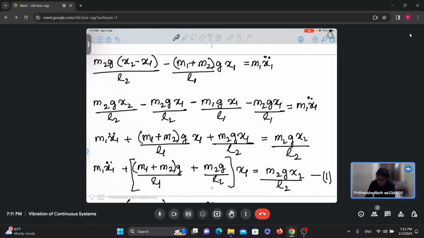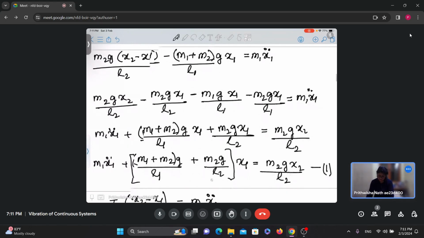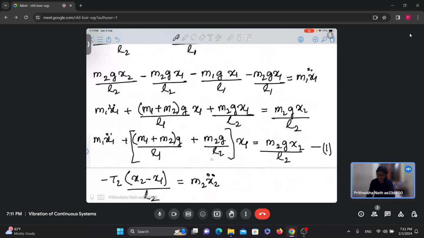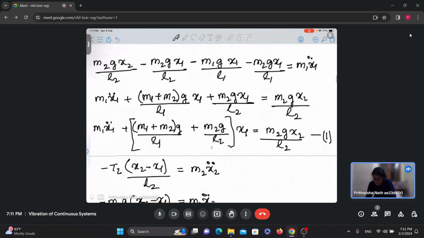This becomes m1 x1 double dot plus (m1 plus m2) divided by L1 into g into x1. We are just taking it on the right hand side. Then plus m2g x1 by L2, and this term we are keeping on the left hand side itself. So m2g x2 by L2. So finally my equation becomes like this.